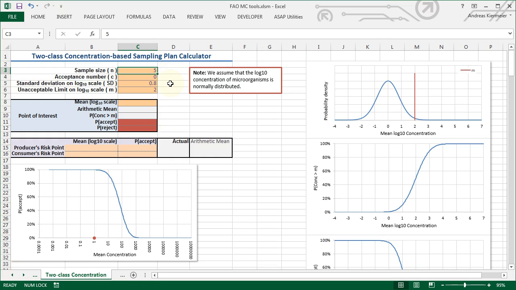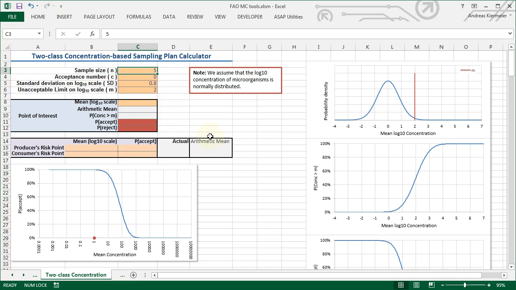the standard deviation on the log10 scale, and the microbiological limit, little m, also on the log10 scale. The corresponding OC curve for this plane is shown at the bottom. There is also an area for the point of interest, which allows you to calculate the sampling plane's probability of acceptance and rejection for any mean log10 concentration that you might be interested in.